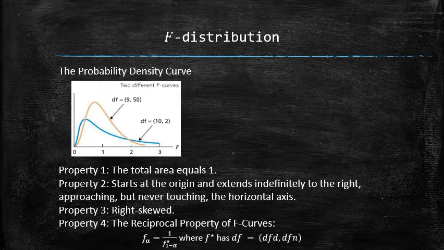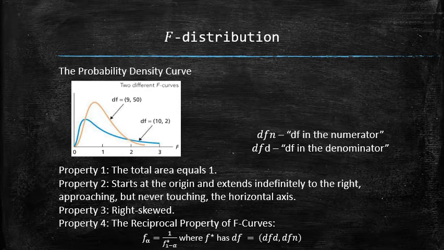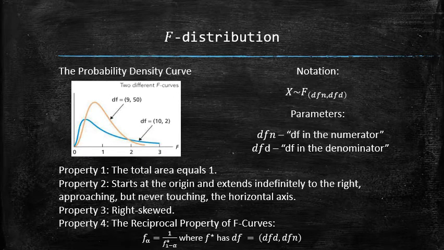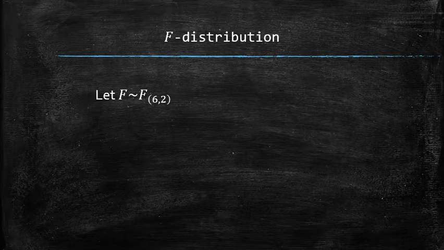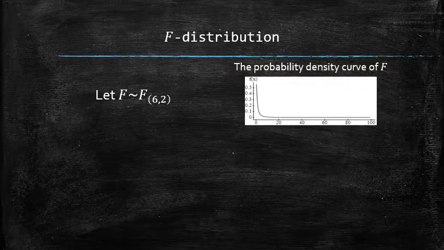The values dfn and dfd determine entirely the shape of the F curve and are called the parameters of the distribution. We would use the following notation to label a variable that has an F distribution with parameters dfn and dfd. Let f be a random variable that has F distribution with 6 and 2 degrees of freedom. Then the probability density curve of f takes a very specific shape determined by the parameters.